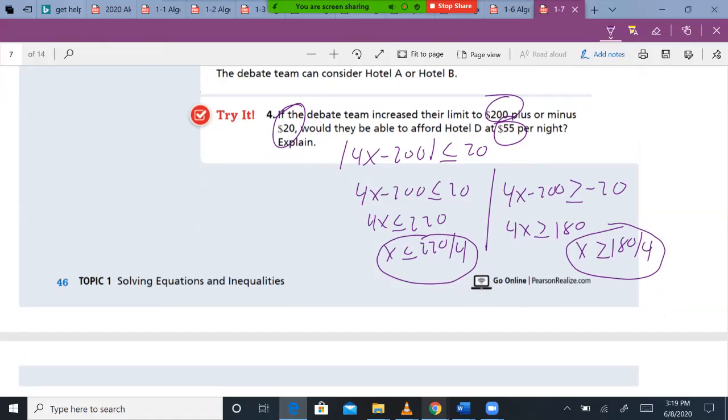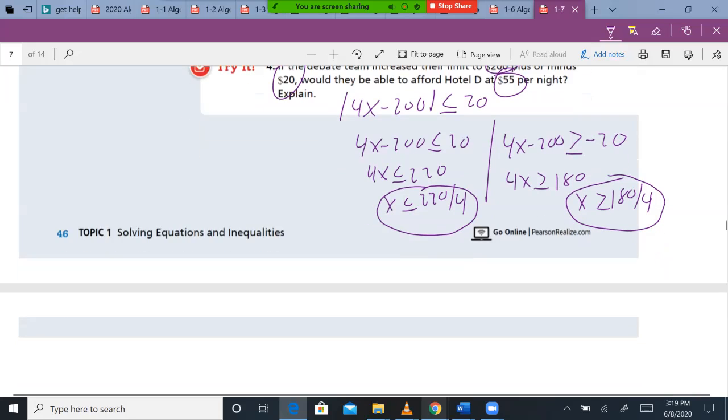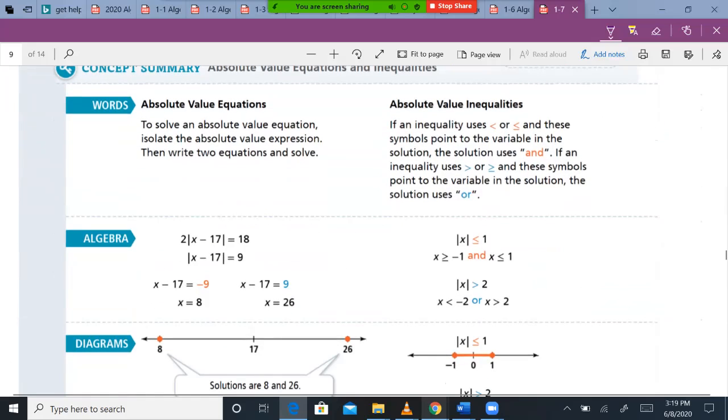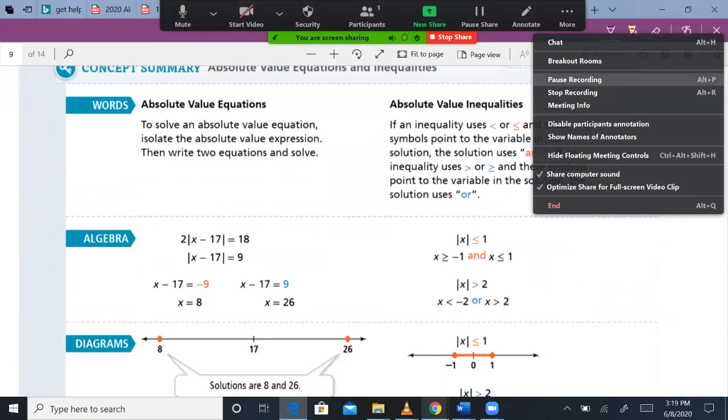So that basically concludes everything. Very straightforward. That was the last part of the lesson. That covers all of chapter 1. You have one lesson from chapter 2 that we're doing. So here we go. Good luck. We'll see you in chapter 2.